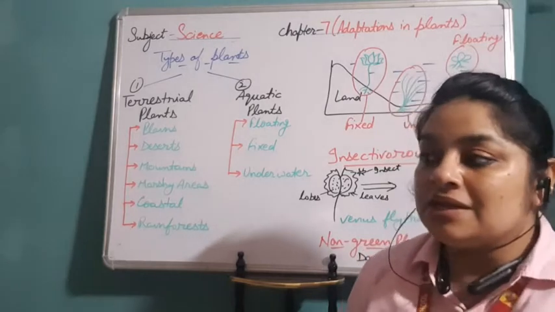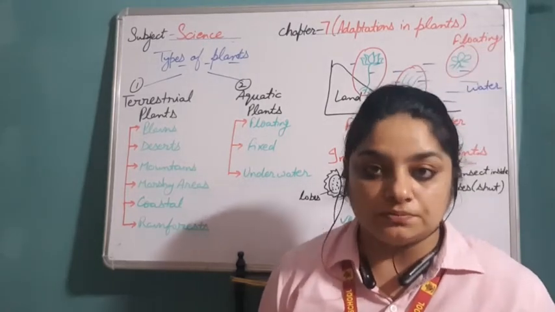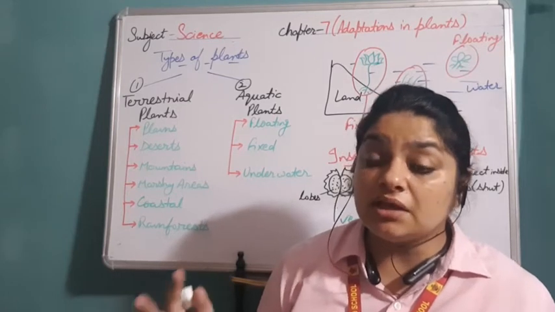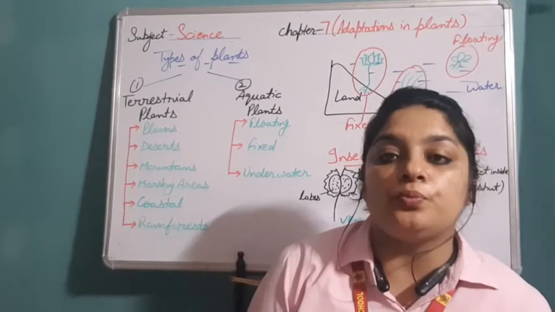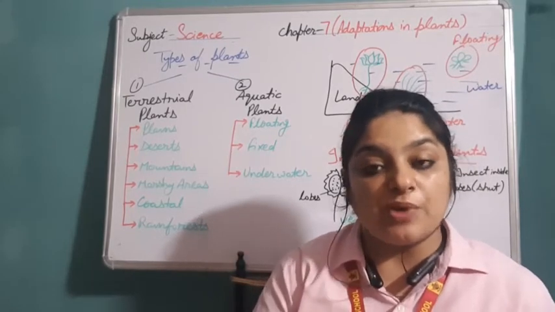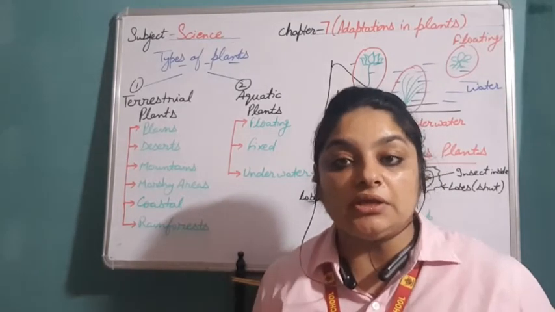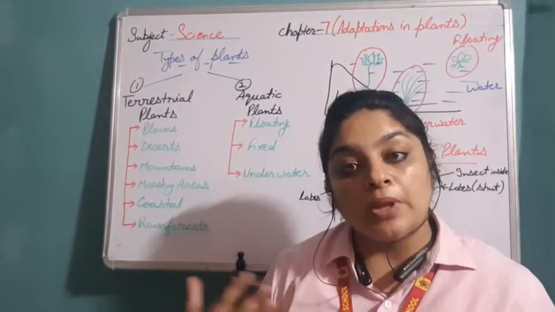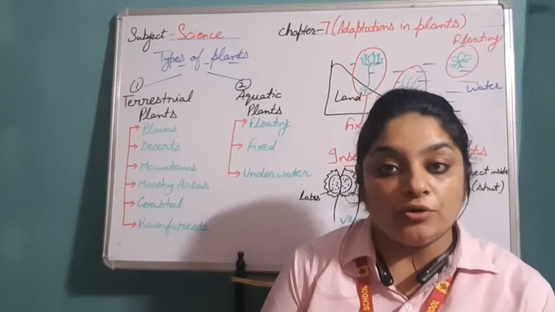After this, marshy areas. Marshy areas are most of the time covered with water, and the plants which grow here do not have enough air to breathe. That's why the roots of these plants come out of the soil so that they assist in breathing, and we call these roots breathing roots. The examples of trees which we find here are mangroves.